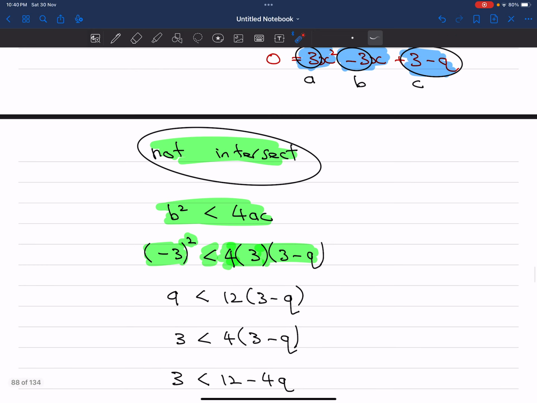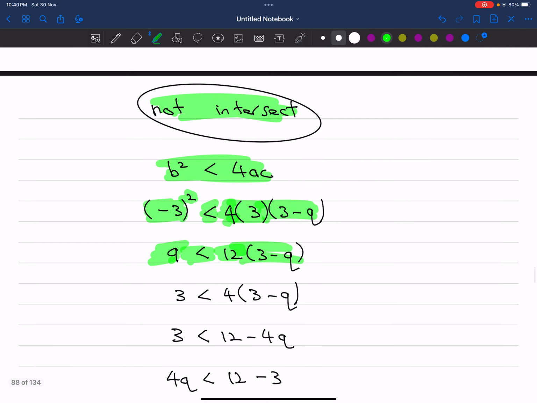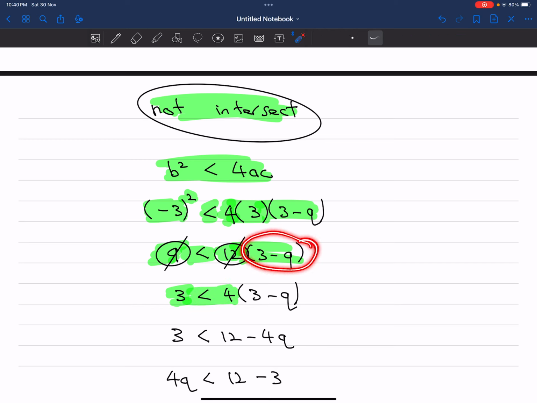So now, negative 3 squared is 9, less than 4 times 3 is 12, and the 3 minus q, I just copy back. And of course, the 9 and the 12, I can divide by 3. 9 divided by 3 is 3. 12 divided by 3 is 4. And the 3 minus q, I copy back.